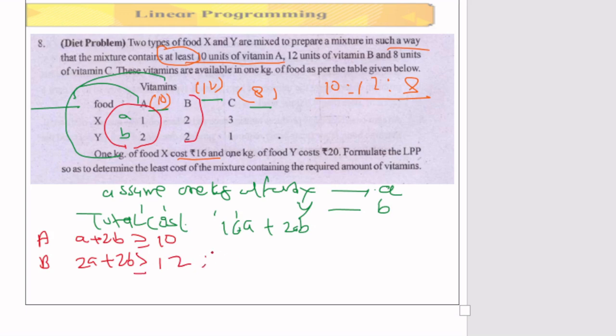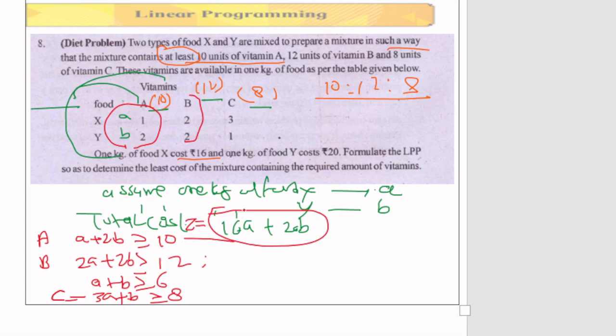You can reduce this further. How? Divide throughout by 2 because 2 is common. And for vitamin C, 3 into A, and 1 into B we do not write, so B greater than or equal to 8. So these are the 3 conditions for vitamin A, B, C. This equation Z is equal to this, you have to minimize, subject to these conditions and last but not least X, Y greater than or equal to 0.